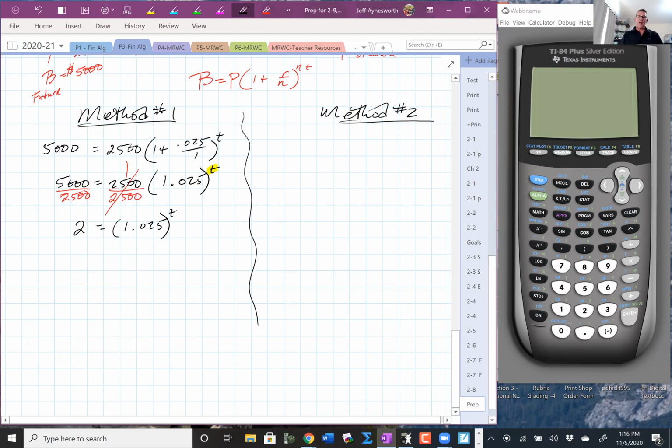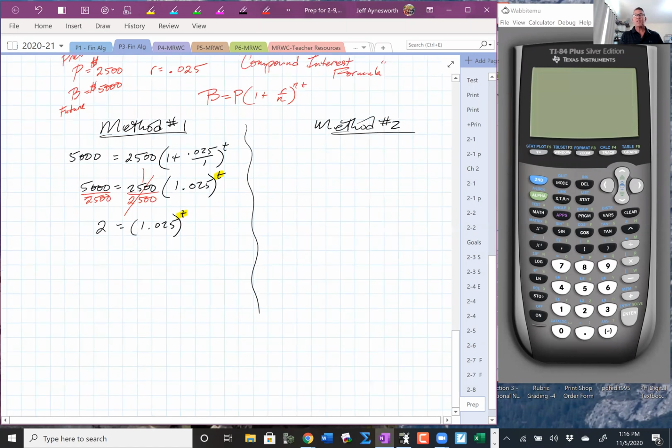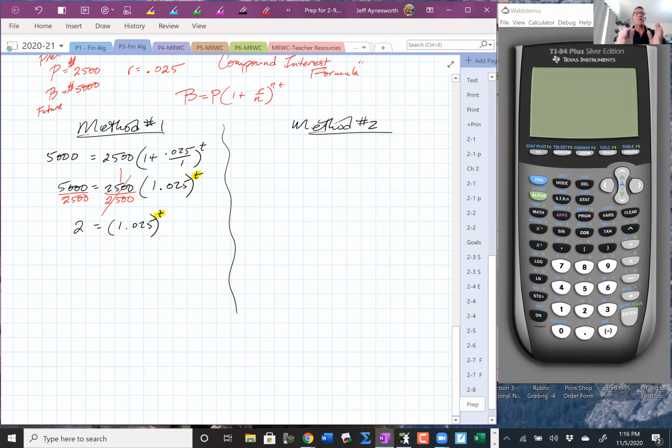Okay. Now, the variable's in the exponent. And anytime you solve an equation where the variable's in the exponent, it always involves logs. And one way to do this is to take the common log of both sides, base 10. The second way to do this is to take the natural log of both sides. So here we go. I'm going to go base 10, common log. So I'm going to take the log of the left side, so the log of 2, and I'm going to take the log of the right side, which is 1.025 raised to the t power.